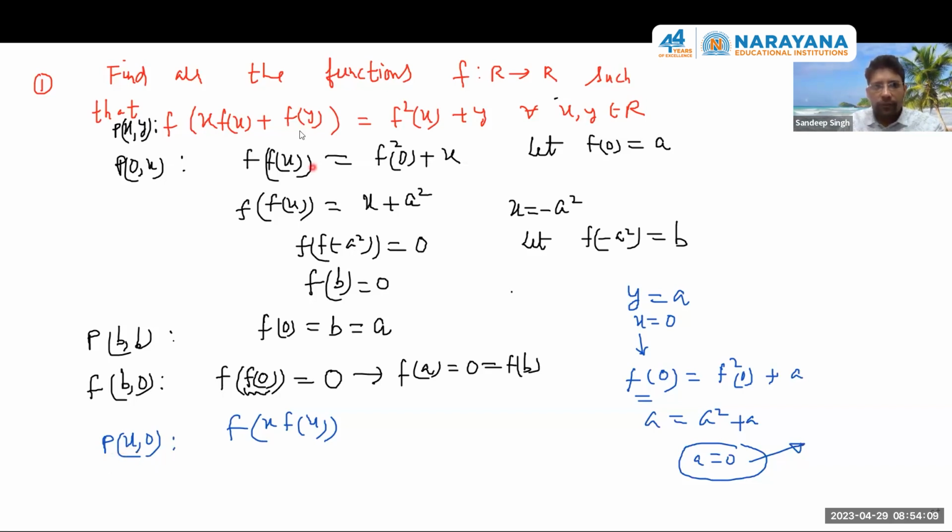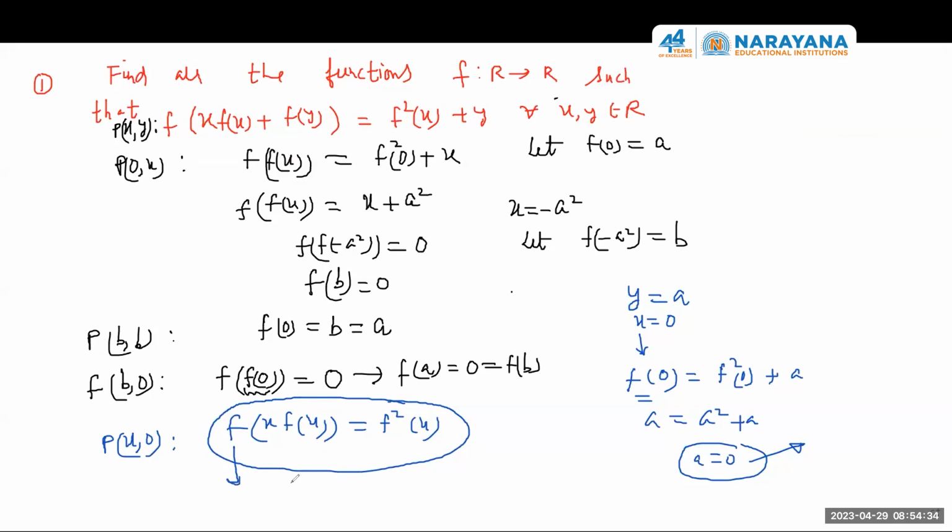p of x comma 0. So f of 0 is also 0, a is also 0, b is also 0. So this will be f of x fx equal to f square x plus f of 0, which is 0. So f of x fx is f square x. Now how do you obtain fx from here? Yes? Put b comma y. Yeah, or I can replace x by fx. Correct?